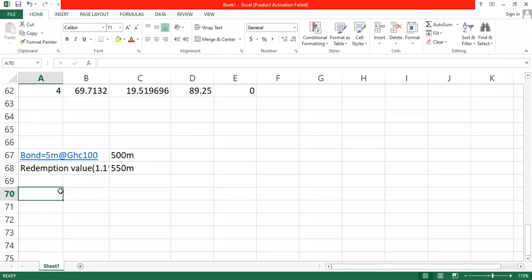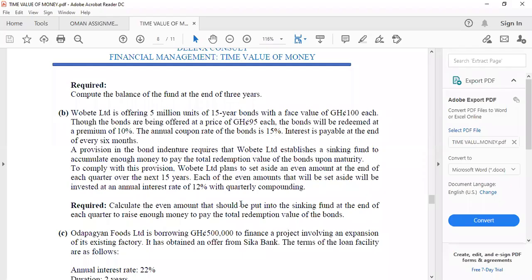So what are you planning to do? You are planning to set aside a fund, into which you pay an equal amount for 15 years with quarterly compounding, so that at the end of the 15 years, you can accumulate 550 million to buy back your bond. That's what they are saying. So the question is saying, calculate the even amount that should be put into the sinking fund at the end of each quarter to raise enough money to pay the total redemption value of the bond.